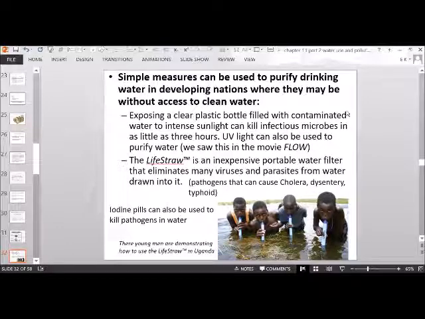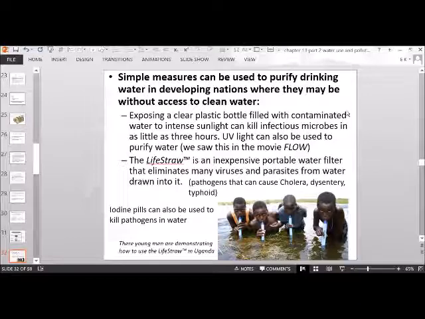There are simple measures that can be used to purify drinking water in developing nations where they may be without access to clean water. You can expose a clear plastic bottle filled with contaminated water to intense sunlight, and that can help kill infectious microbes in as little as 3 hours.